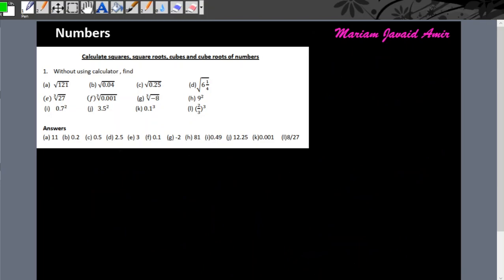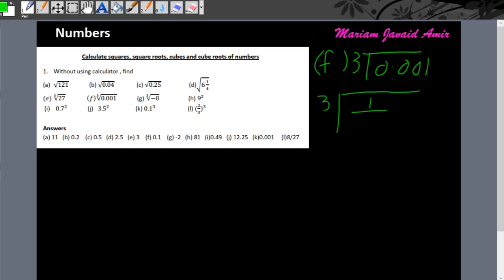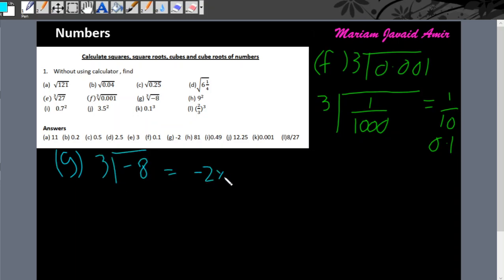Part F, which is cube root of 0.001. So this can be written as cube root of 1 over 1000. Cube root of 1 is 1, cube root of 1000 is 10, so we get 0.1 as the final answer for part F. Part G is cube root of minus 8, so that would be minus 2 times minus 2 times minus 2 makes minus 8. So cube root of this is simply minus 2.